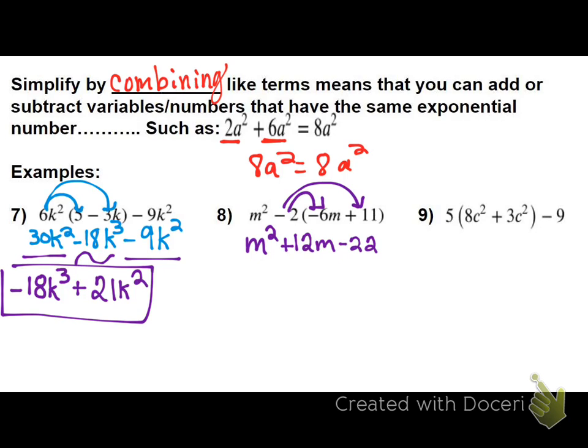Now that I have distributed, my next step is to combine like terms. Do I have any like terms up here that I can combine? No. So do I have any constants that I can combine? No. So that's our final answer. That's in simplest form. Those ones are the best ones, right? Very few steps to complete.